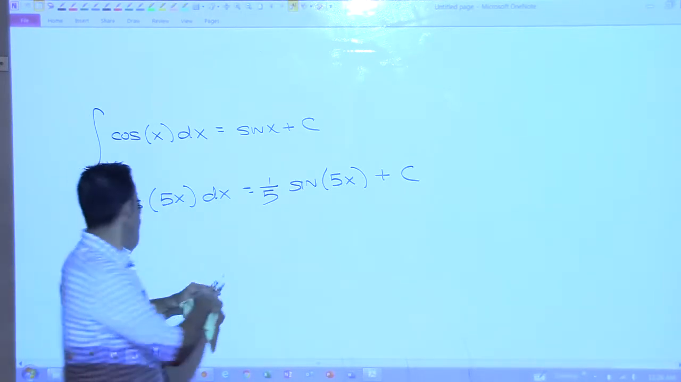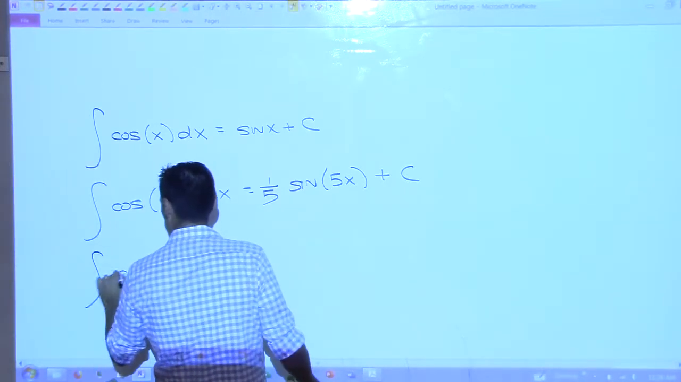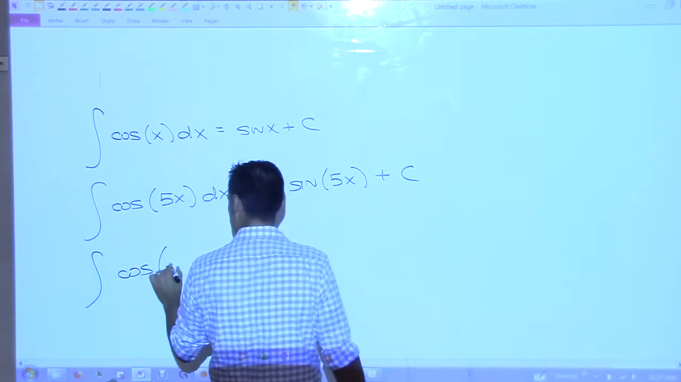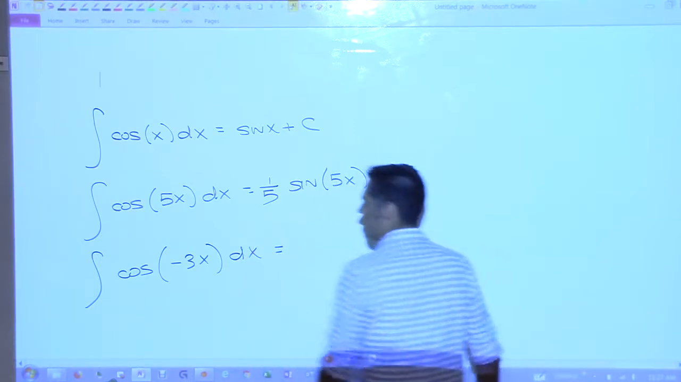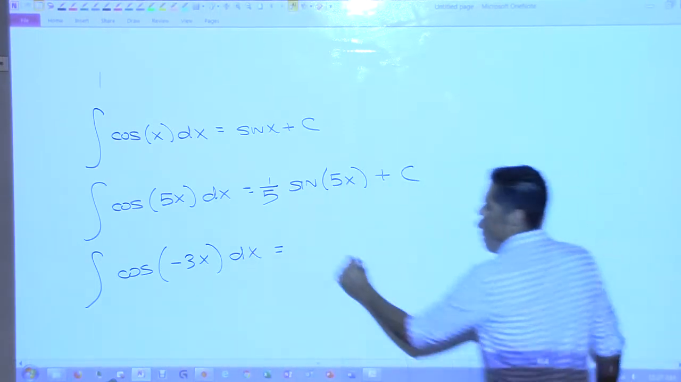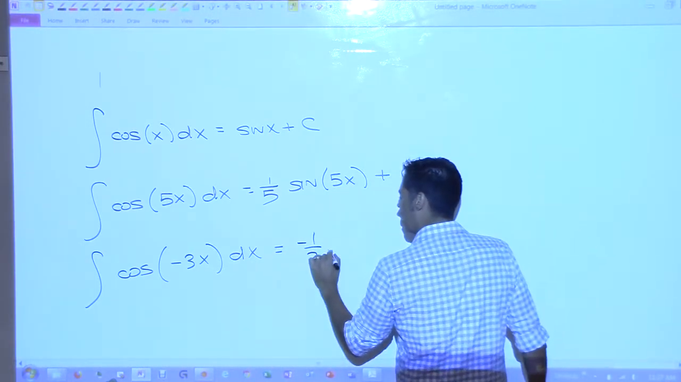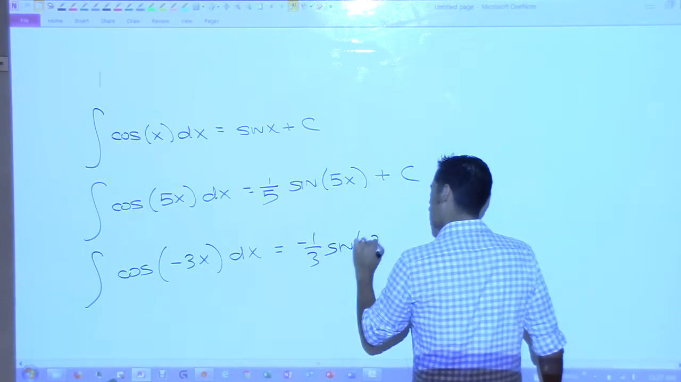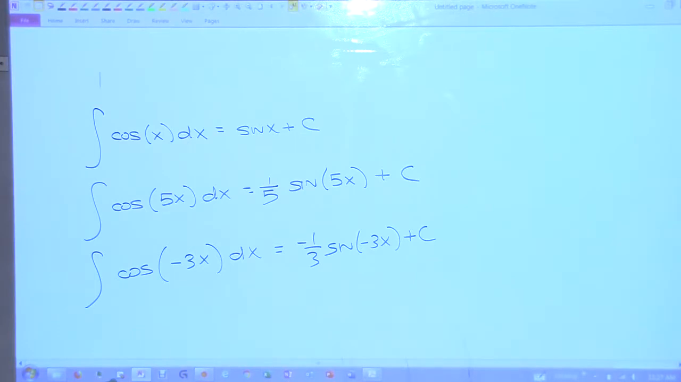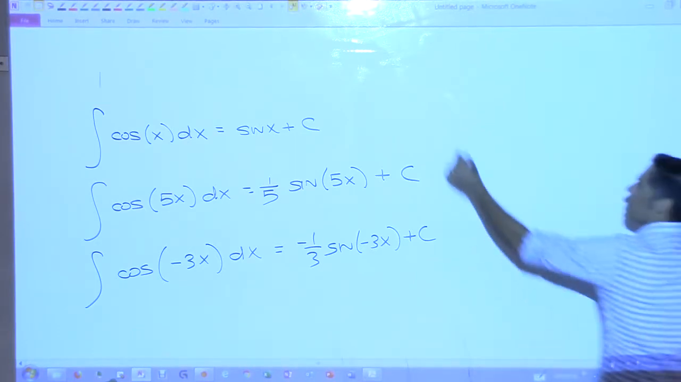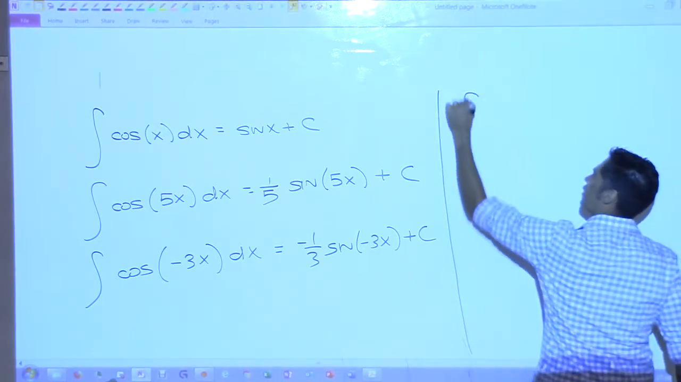Right? And with that same logic, what would that be? Negative 1/3 sine of negative 3x plus c, right? Understand? Okay, what about this?